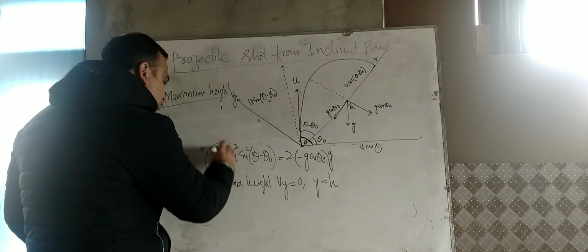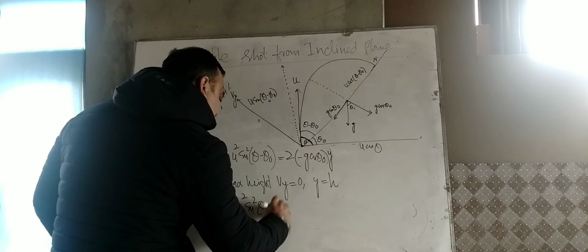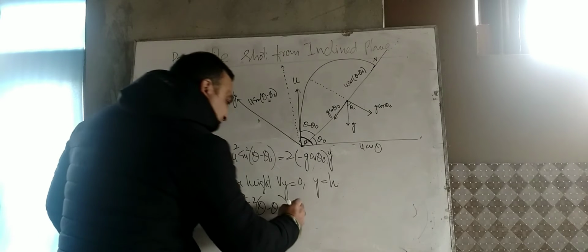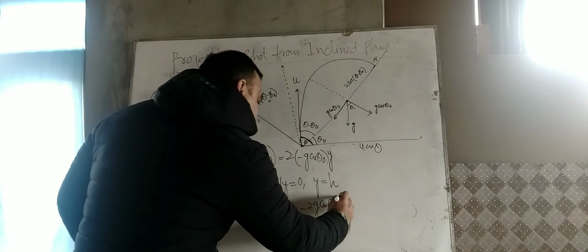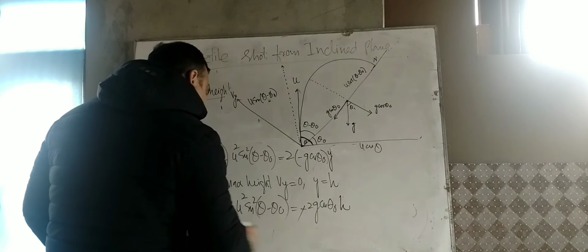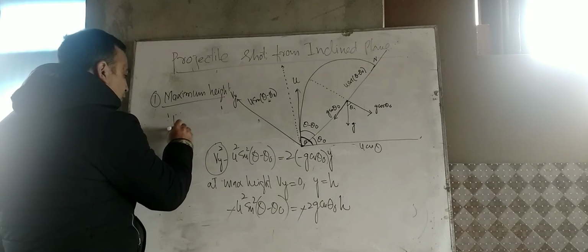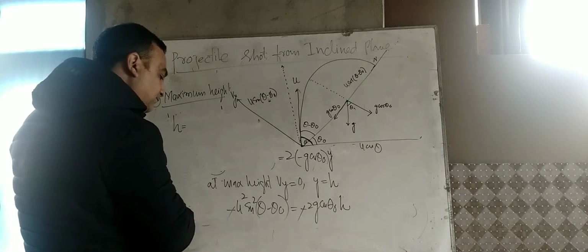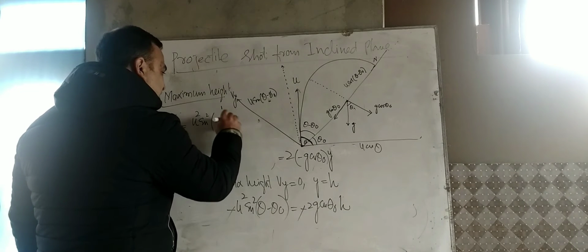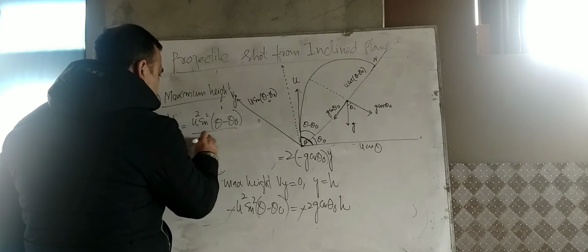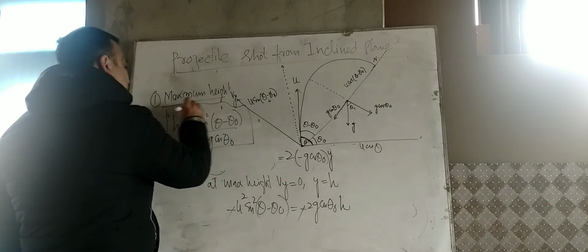So instead of Vy square, we'll get 0. So here it is minus u square sine square theta minus theta naught is equal to minus g cos theta naught h. This minus and minus will be removed. What will we get? We will get the final expression for maximum height. H will be equal to u square sine square theta minus theta naught divided by 2g cos theta naught. This will be your expression for maximum height.